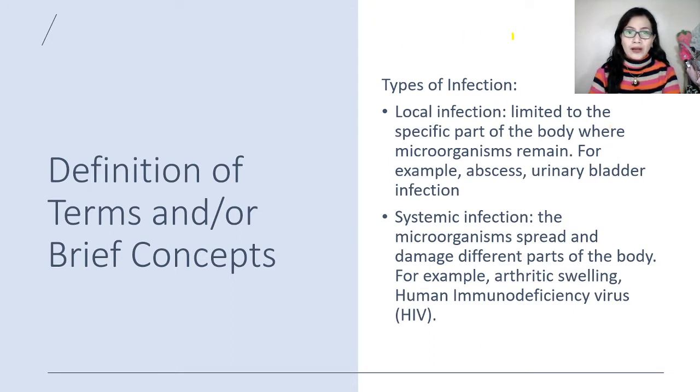Next, we have local versus systemic infection. When we say local infection, it's limited to the specific part of the body where microorganisms remain. For example, we have abscess, urinary bladder infection. Systemic, on the other hand, is when microorganisms spread and damage different parts of the body. For example, arthritic swelling, and those patients with HIV or human immunodeficiency virus.